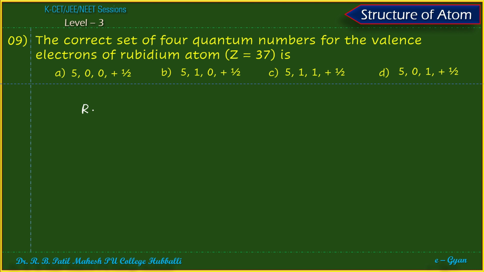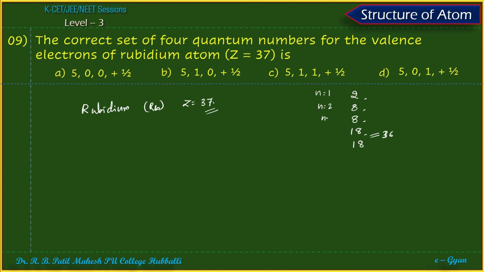So rubidium, Rb, atomic number Z equal to 37. In the first period we have 2 electrons, second period 8 electrons, third period 8 electrons, fourth period 18 electrons, fifth period 18 electrons, like that it goes on. By the addition of electrons, 2 plus 8 is 10, plus 8 is 18, plus 18 it is 36. And now the atom given has atomic number 37, means n equal to 1, n equal to 2, n equal to 3, n equal to 4.